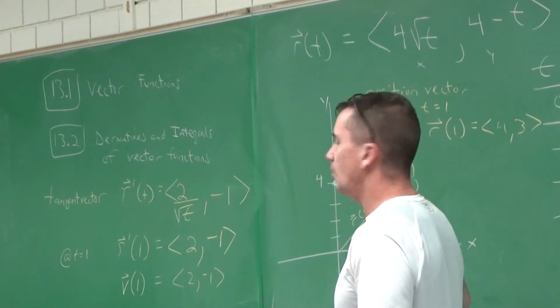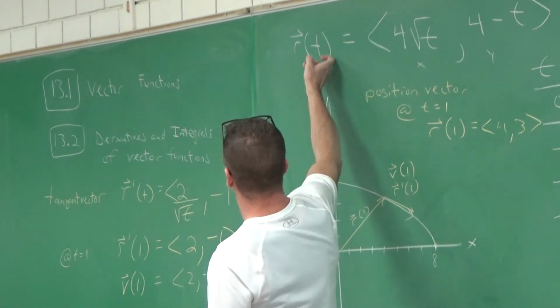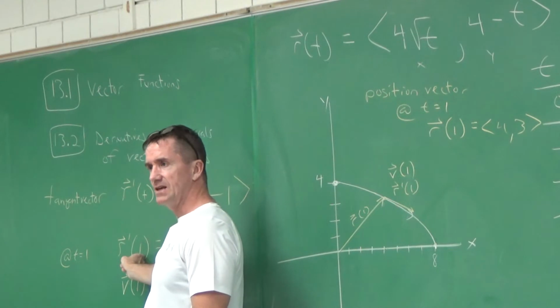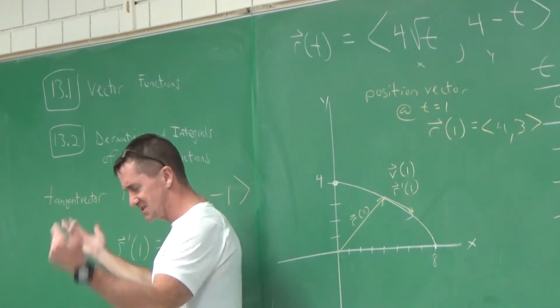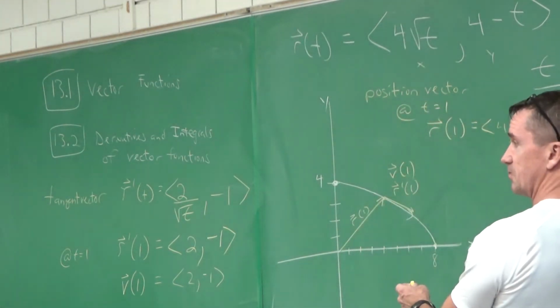Well then, what would r double prime be if this was position? The derivative of position, we got velocity. The derivative of velocity is acceleration. So let's find the acceleration vector, which would be r double prime of t, right?